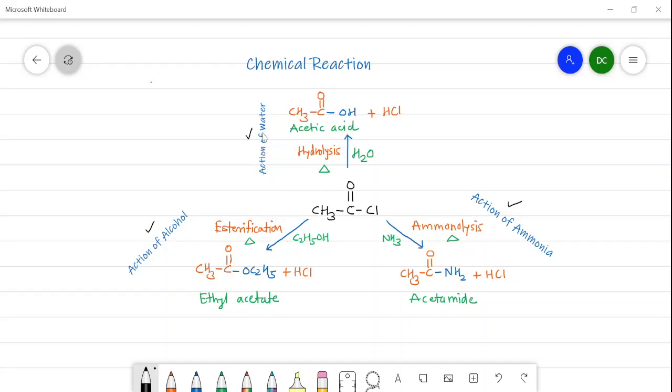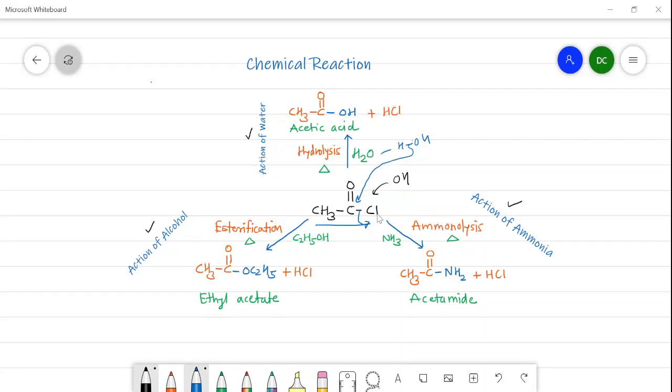So the first reaction is the action of water. Here there is a presence of Cl. It can be replaced by an OH group. When does it happen? When the acetyl chloride is heated along with water, from the water, HOH, the OH group will attack this carbon, and there is a removal of Cl. It will combine with the hydrogen to form HCl, and here we get acetic acid. So this is the simplest replacement of Cl by OH. It is also called the action of water.